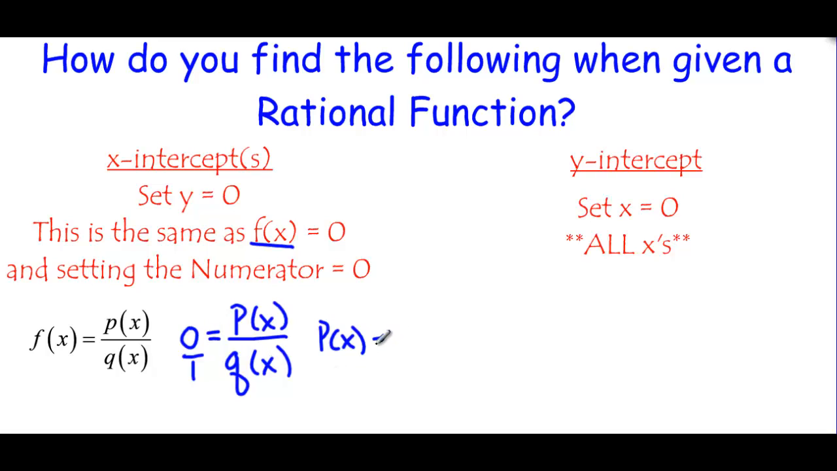0 times anything is 0. So in essence, to solve for our x-intercepts, we're really just setting the numerator, or p of x, equal to 0 and solving for x. And that's a much easier way to think about it.